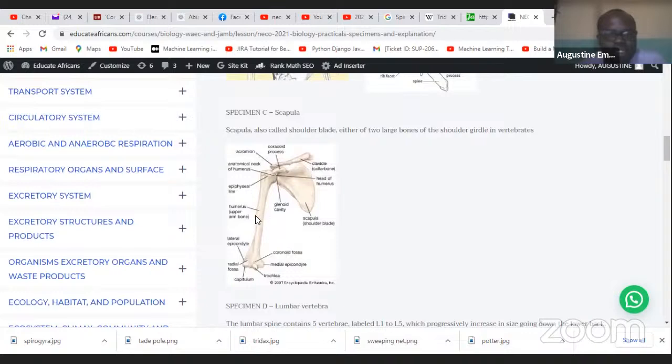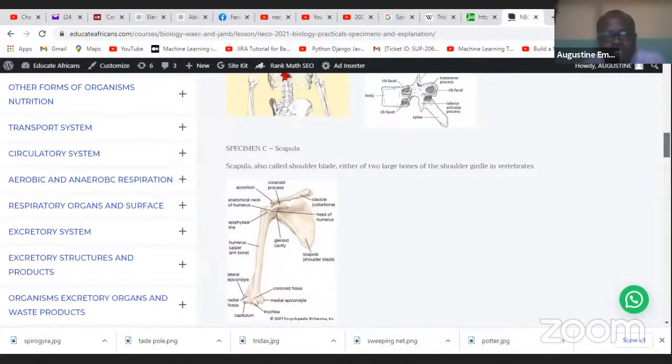You can see the humerus, which is the upper arm bone. You can see the coracoid process, the scapula itself. And this cavity here that connects the joint is known as the glenoid cavity. You're supposed to know how to lay out this diagram. It's very, very important.